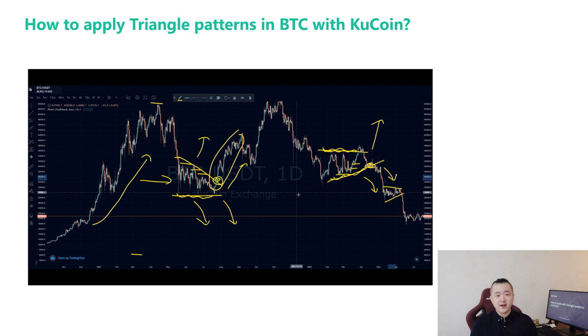So let us analyze the last triangle pattern. It looks like a flag. By the way, let's call it a flag pattern. Price has touched the boundaries of this triangle pattern and went down, so a new bearish trend is formed.